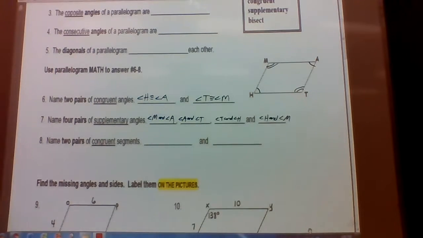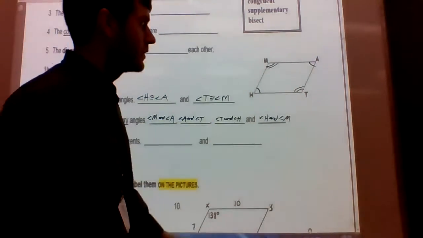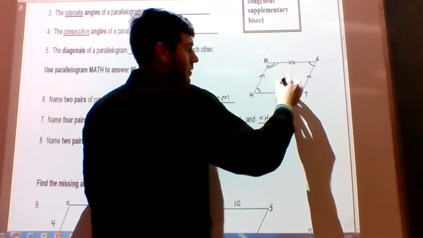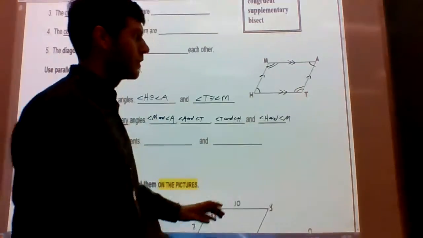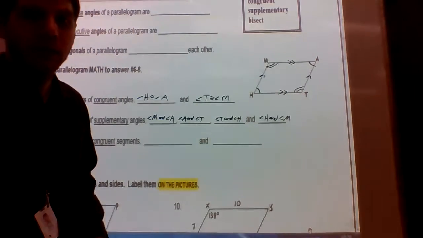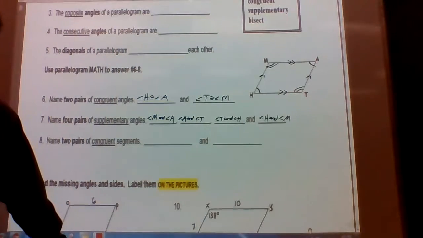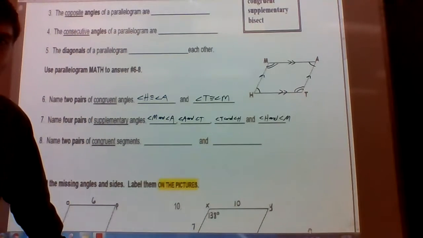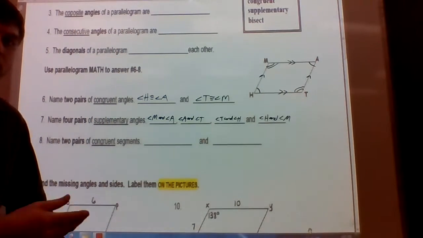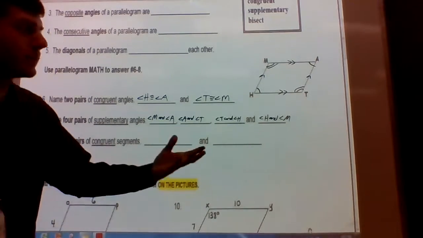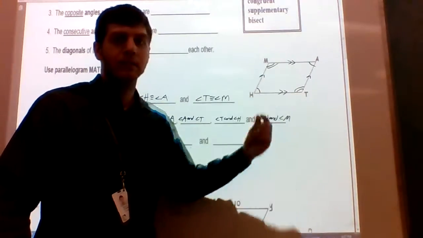So again, these lines are parallel because it's a parallelogram. So wherever you have same side interior angles, we have angle M and angle H. They're consecutive because they're next to each other. And we know if they're consecutive, they're going to be supplementary. But the reason why they're supplementary is because they're same side interior angles.